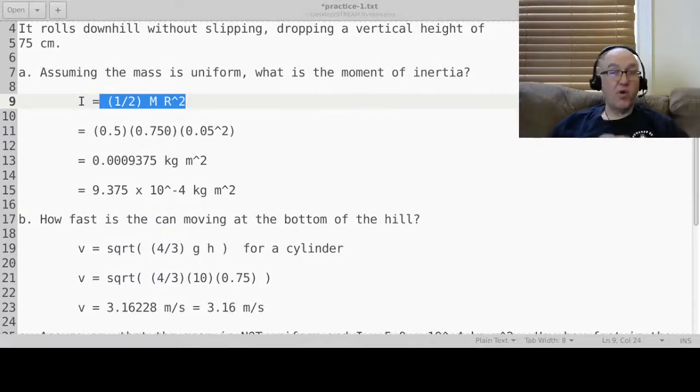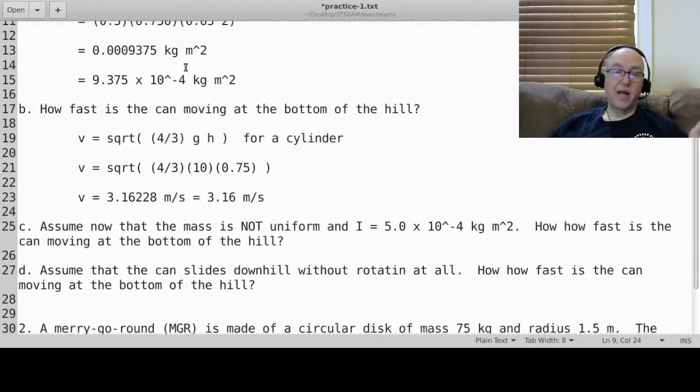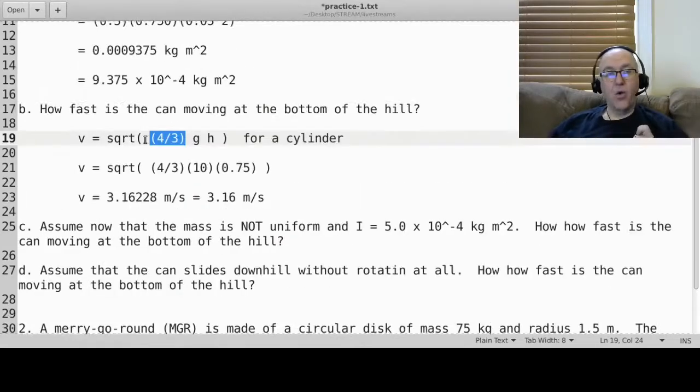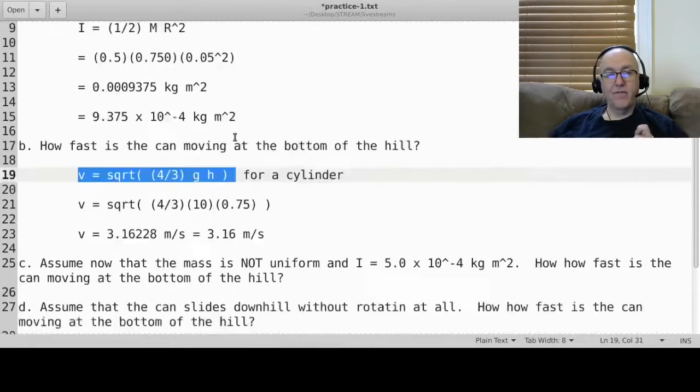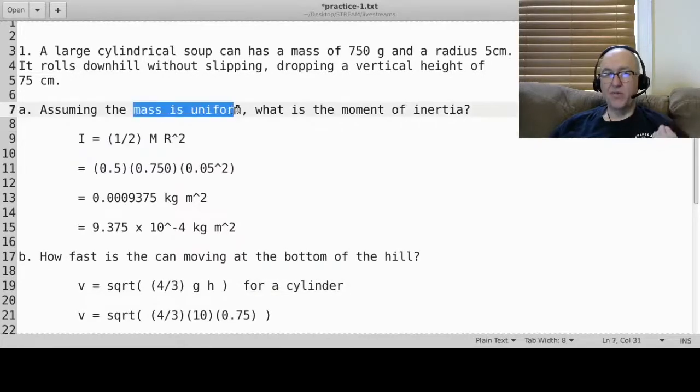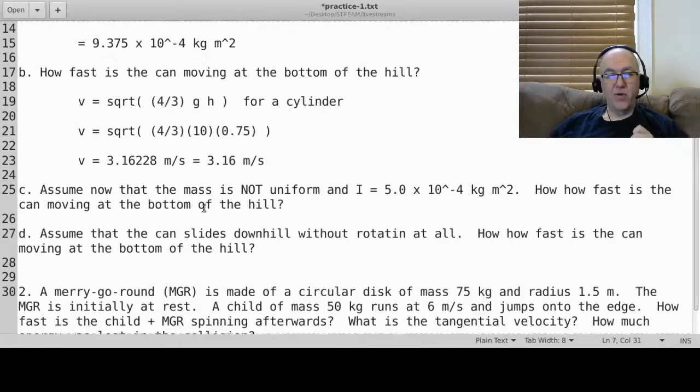Okay, in fact, there may be no formula that applies because it could be that complicated. That formula there from the moment of inertia, when used with the conservation of energy, is what led to the 4/3. I'm not going to repeat that right now, but this formula follows from that one, and that's only going to be true if the mass is uniform. And here the mass is not uniform.